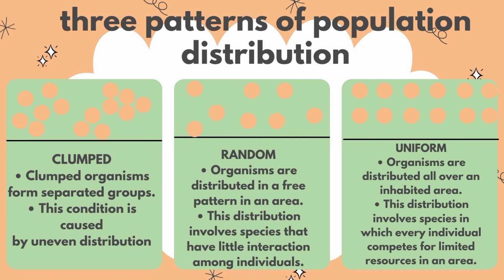Random. Organisms are distributed in a free pattern in an area. This distribution involves species that have little interactions among individuals. And then we have uniform. Organisms are distributed all over an inhabited area. This distribution involves species in which every individual competes for limited resources in an area.